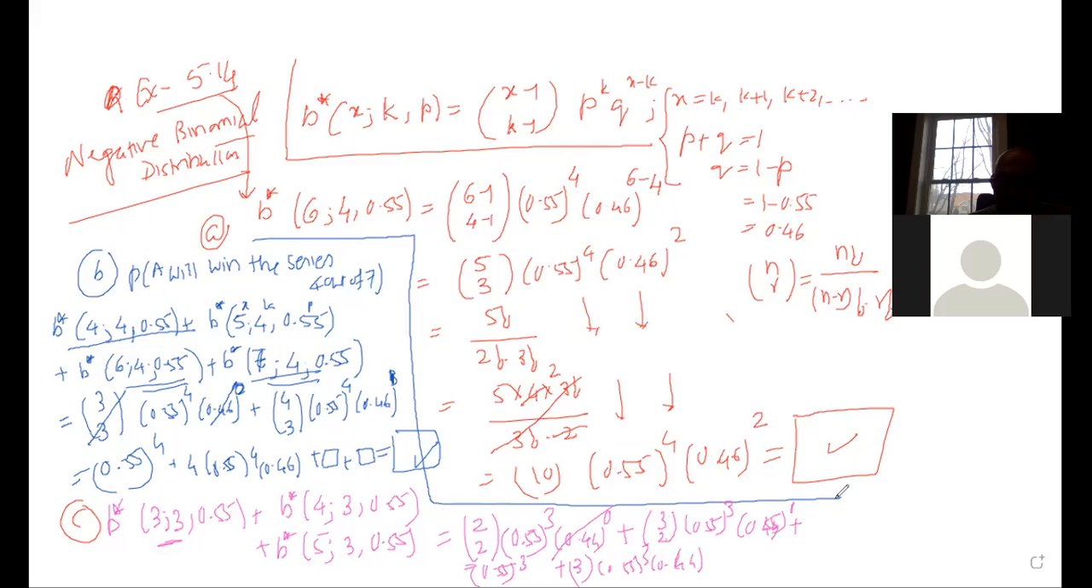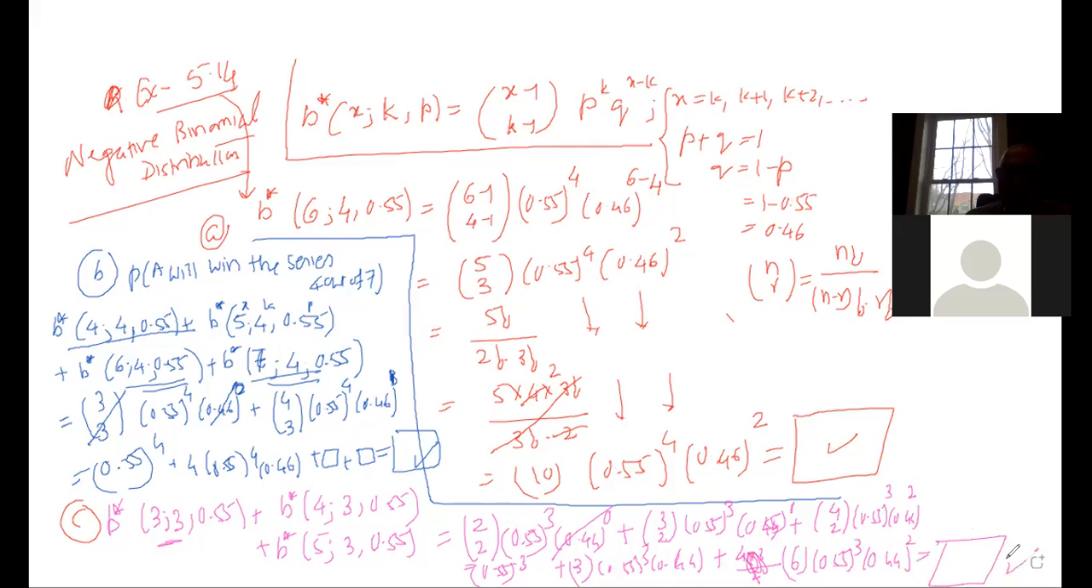Plus, same way you can go for the last part. Here it is X minus 1, that is 5 minus 1, that is 4, K minus 1, that is equal to 2, probability 0.55 and Q, 0.44, and here it is 5 minus 3, that is equal to 2. So that is equal to 4C2. So 4 factorial divided by 2 factorial and 2 factorial, right? So it is 4 into 3, 2 factorial will get cancelled out, and 2, so that is equal to 6. So here you are going to get 6 times 0.55 cube and 0.44 square.